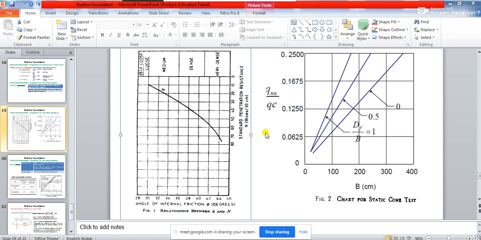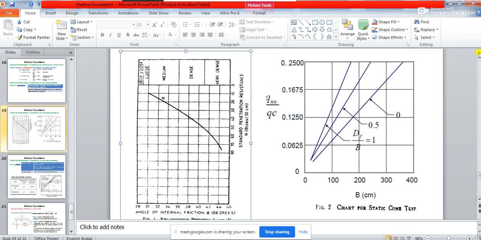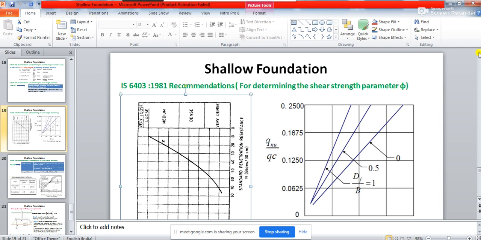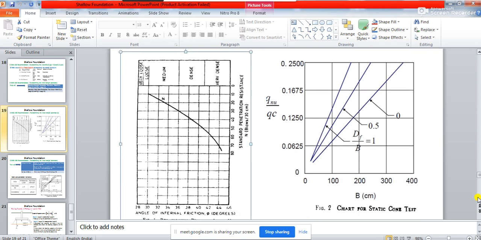I will not get into cone penetration test details now. I should explain the cone penetration test first, then only you should be able to understand. SPT I will explain in another class, as a separate test.